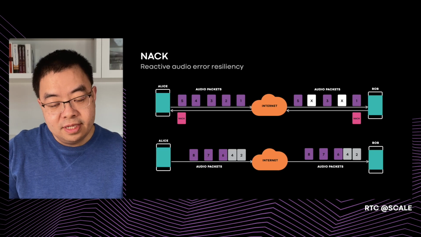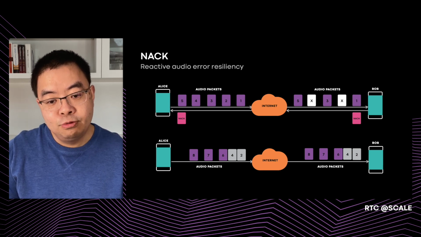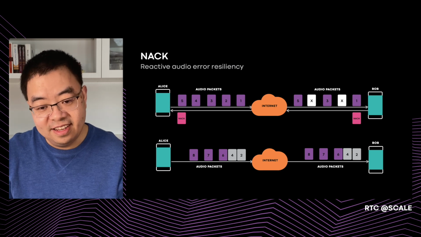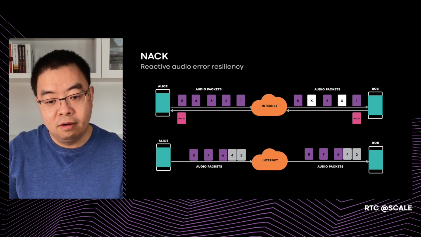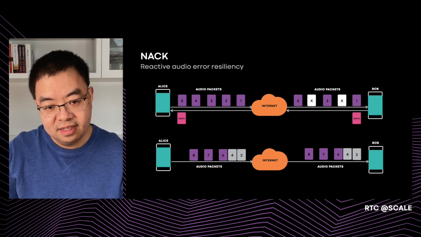However, from this diagram, it's also very clear NACK is going to introduce additional delay to packets 2 and 4. Bob needs to wait at least one round trip for this retransmission to arrive. In practice, this waiting time can be even longer because both the NACK and the retransmission can get lost.